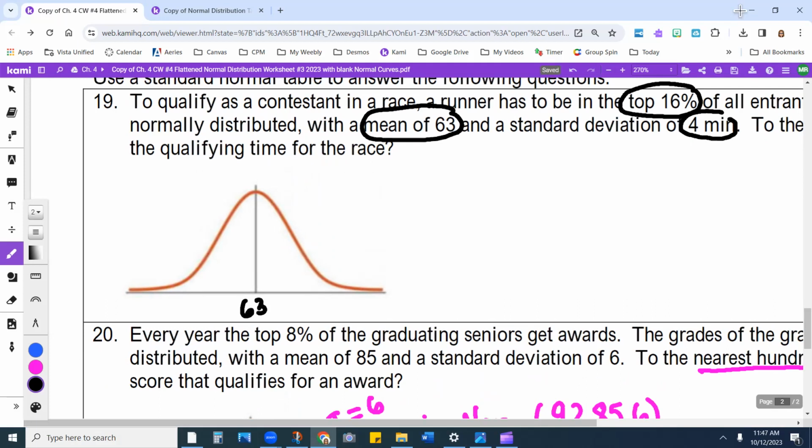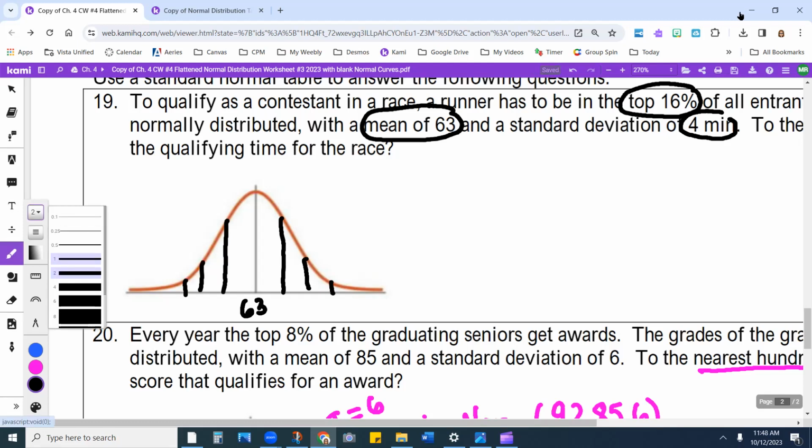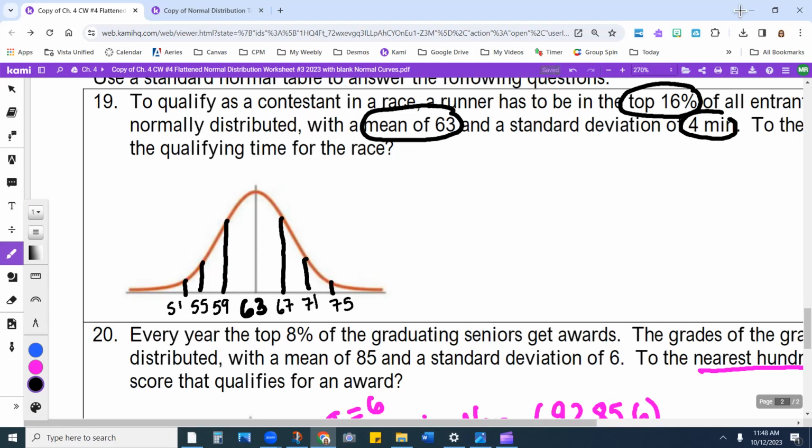Okay, so our mean is 63. I'm just going to draw this out. If I was going out one standard deviation, I'm going to add 4 minutes, so this would have been 67 minutes, 71 minutes, 75 minutes. Going the other direction, if I take off 4, this would have been 59 minutes, 55 minutes, 51 minutes.